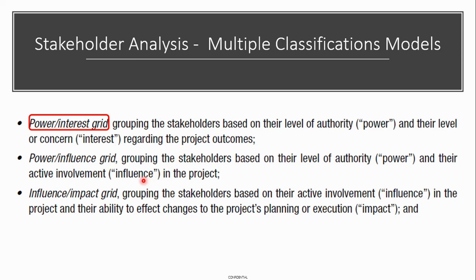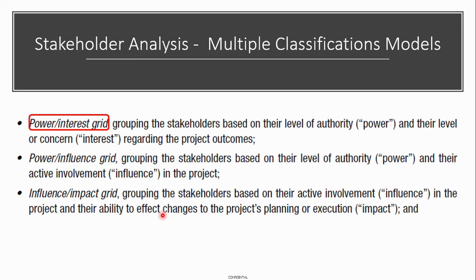But certain people, maybe with the power of authority, can influence the project outcomes. They might provide the final signatures on the UAT. They can really influence you or the project. Then you can categorize them on the impact level that they bring to your project's execution. So these are examples of stakeholder classifications.